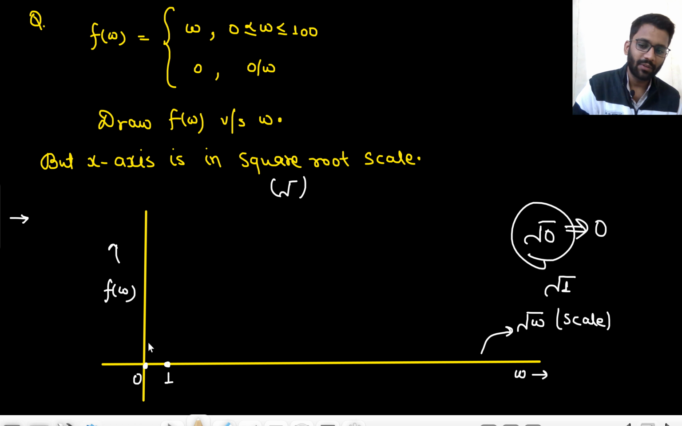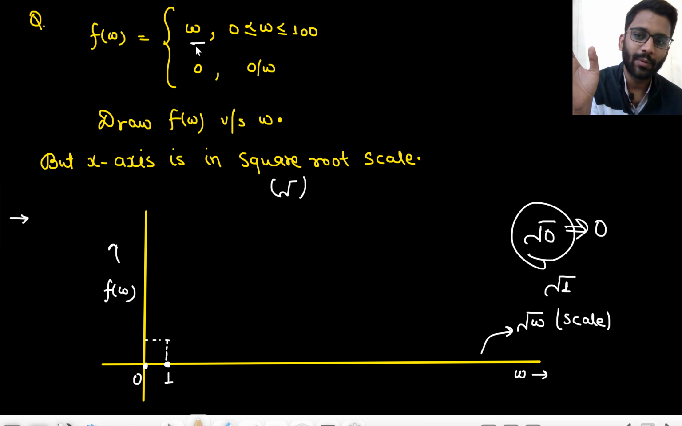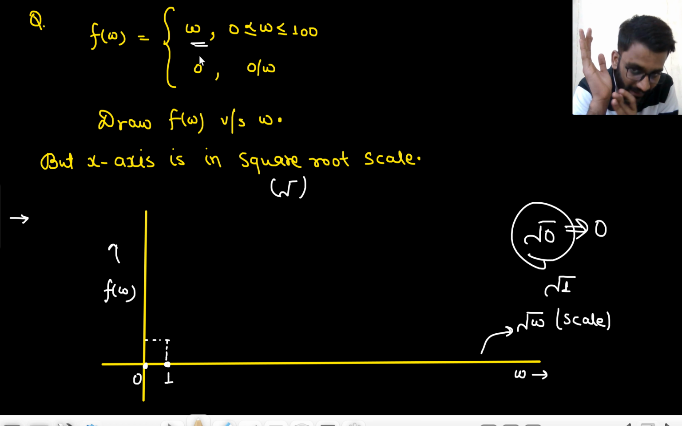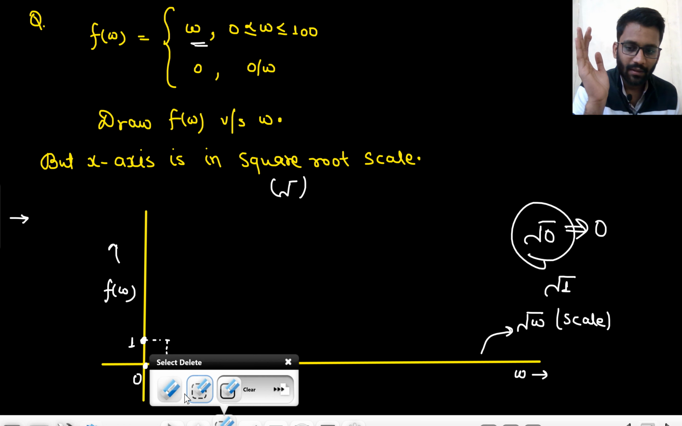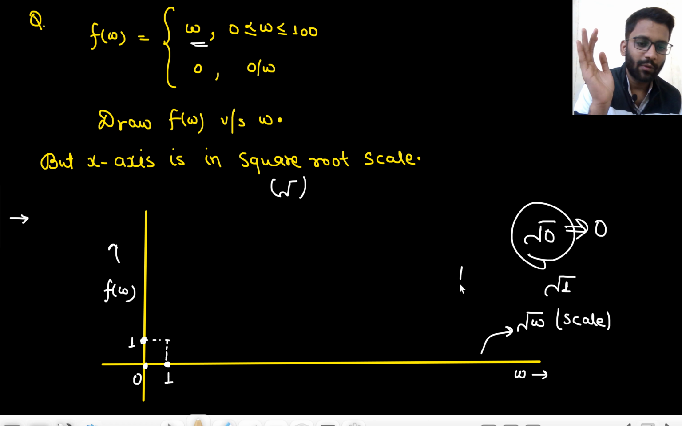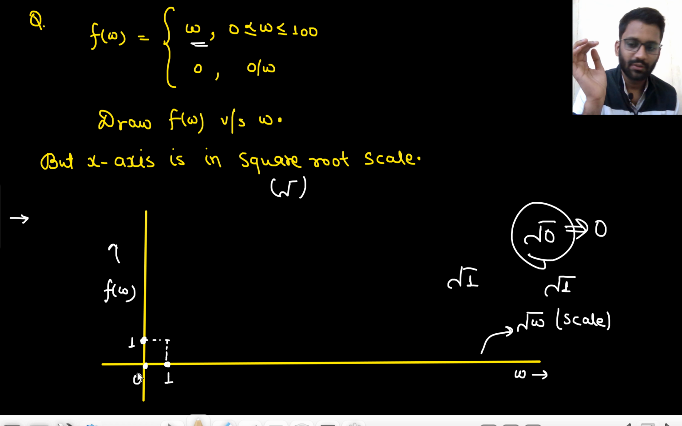At omega equals 1, what is the value you are having? f of omega will always be omega. This is not affected. Only the x-axis is affected. Okay. So this will remain at 1 only. There is no problem with that. Now tell me, for omega equals 1, what will be root omega? It will be root 1 only. So root 1 and 1, everything is the same.